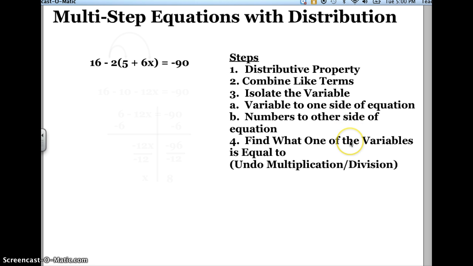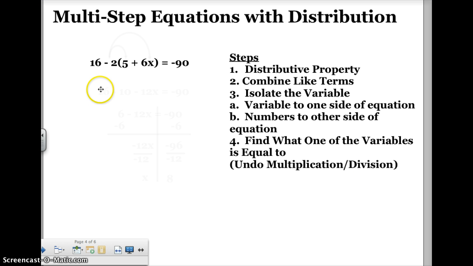And then the last step for solving a problem like this is I'm going to find out what one of the variables is equal to. And I'm going to do that by undoing the multiplication or the division on the side where the variable is at. Let's see how this works in real life.